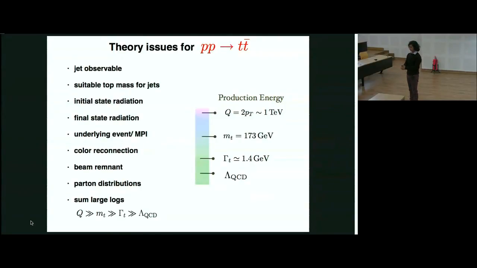And then the top mass is bigger than the Breit-Wigner width, which is bigger than the non-perturbative scale. And so multi-scale QCD problems such as this will produce large logs of ratios of these scales, which will spoil your perturbation expansion. So we need to worry about resumming these large logs as well.